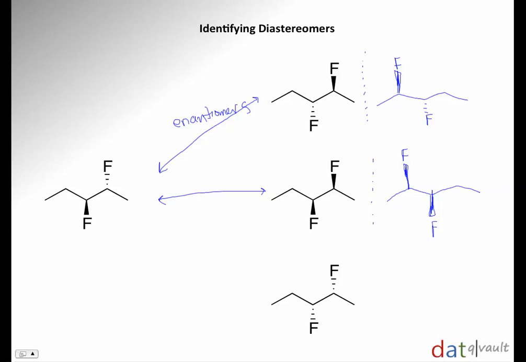This molecule right here is still not superimposable with this molecule here over on the left, and because of that, these 2 molecules cannot be enantiomers of each other. They're actually diastereomers.